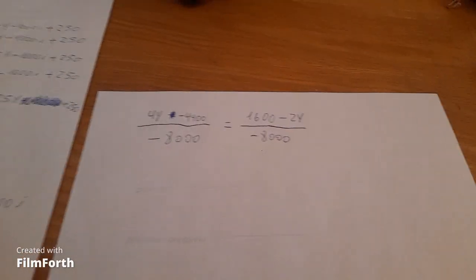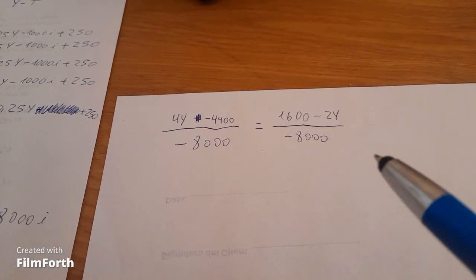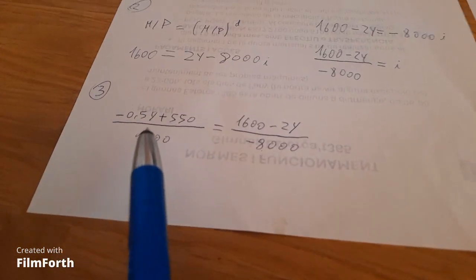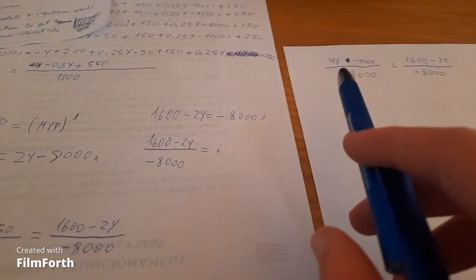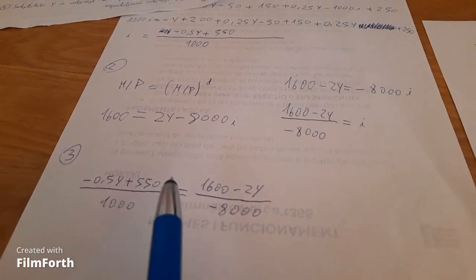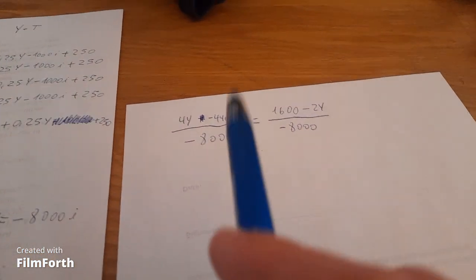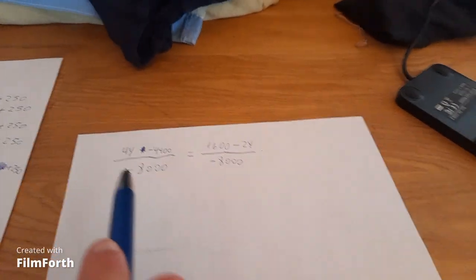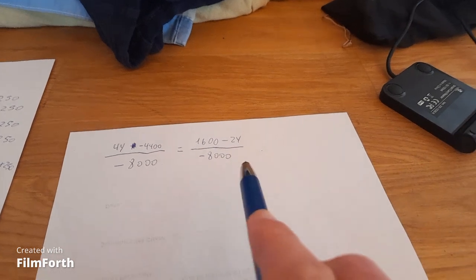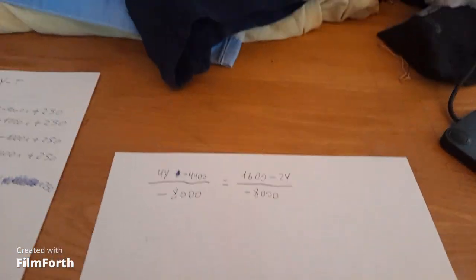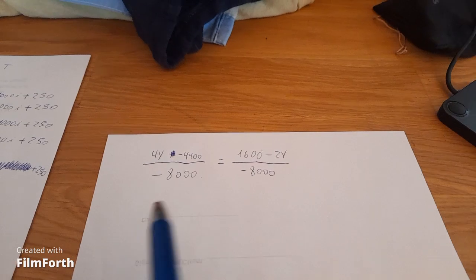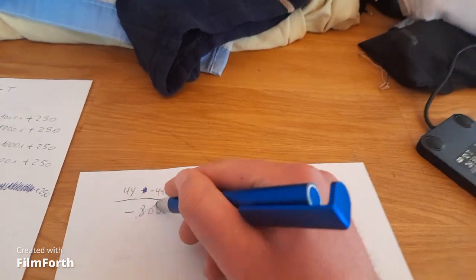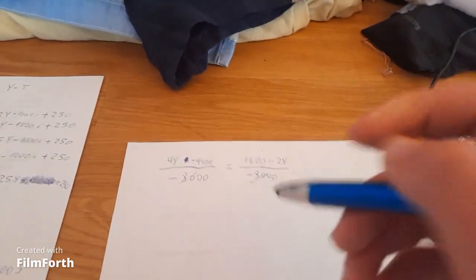So that is our end result. So we divided minus 8,000 over 1,000, and we multiplied the result, minus 8 times minus 0.5y, that is 4y, and minus 8 times 550 is minus 4,400. So now we got the both. Is this denominator in English? I don't know. Maybe the bottom side of the fraction, anyway, however it's called. It's the same now. It's minus 8,000 minus 8,000. So now we can just get rid of that and use only the top part of the fraction.